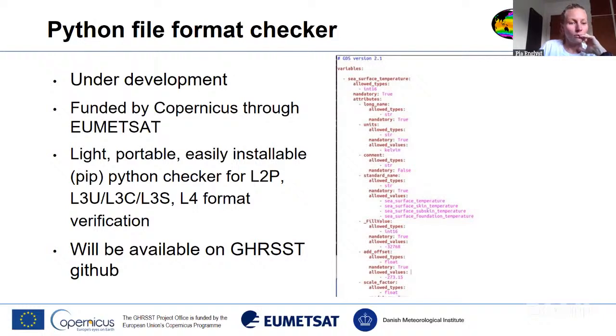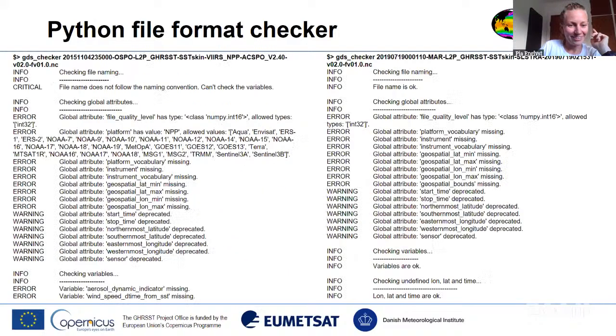On the next slide, there are 2 examples of the output that you get when you run 2 files through this format checker. You can see that it goes through all the variables and global attributes and checks whether they are meeting the conventions and specifications or not. Hopefully this will be of great use for those who would like to put their data into the GHRSST format.